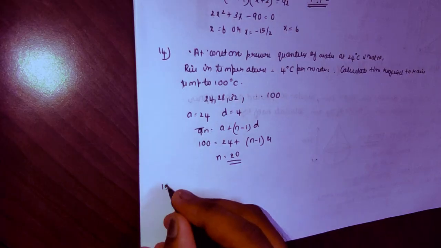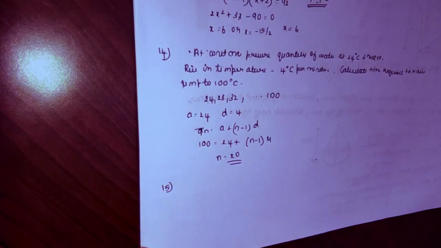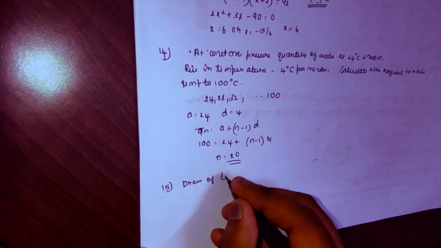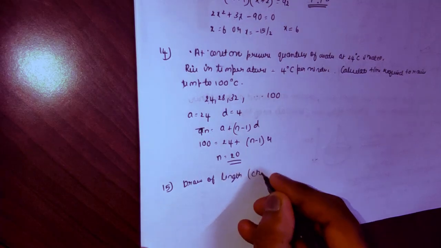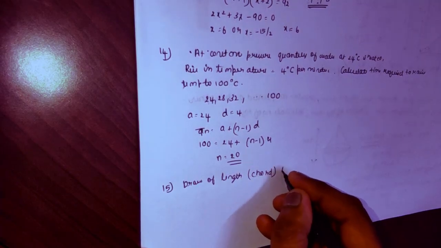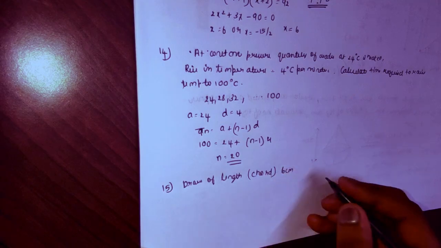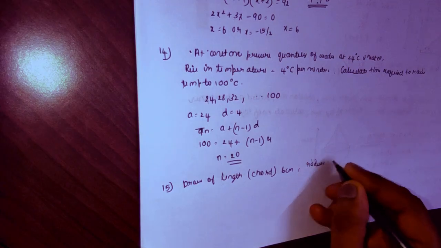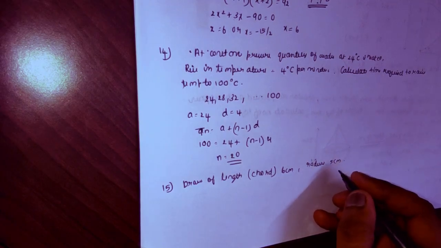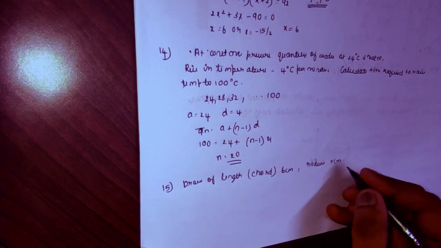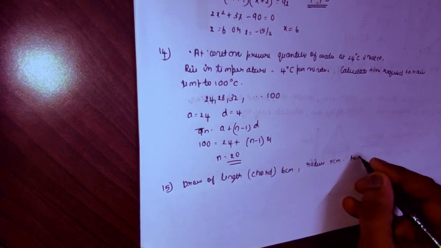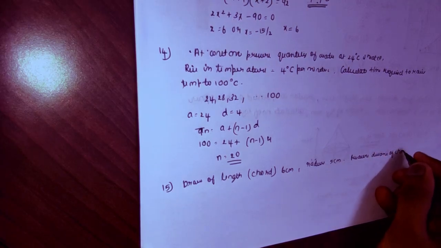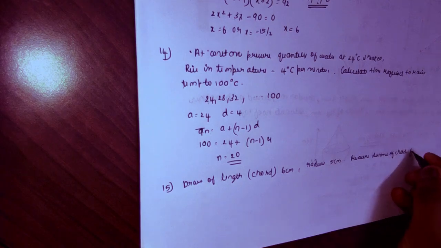We will move on to the 15th question. It is a construction geometry question. Draw a chord of length 6 centimeter in a circle of radius 5 centimeter. We have to measure and write the distance of the chord from center of the circle.